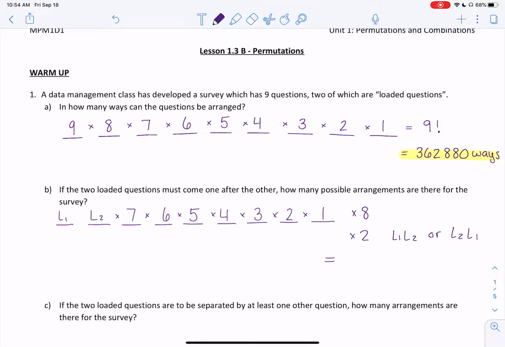So all of that is equal to 8 times 7 times 6 times 5 times 4 times 3 times 2 times 1 is equal to 8 factorial, and then we multiply that by 2. So that whole thing will give us 80,640 ways.